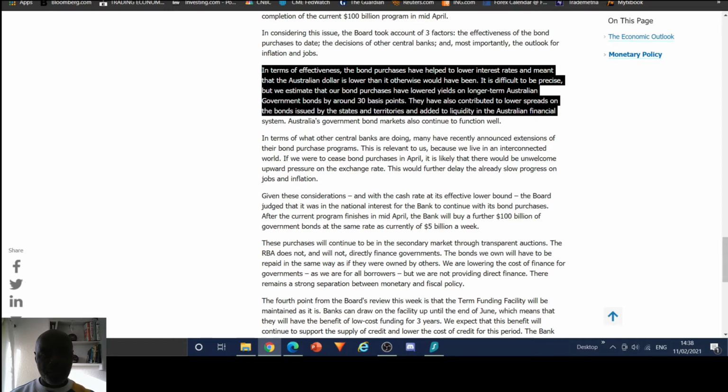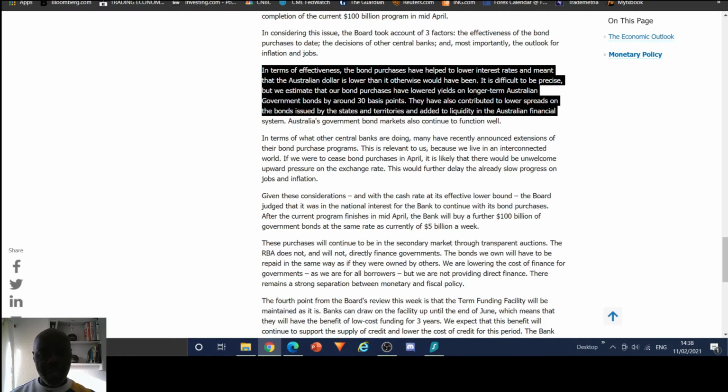In terms of bond purchases, in terms of effectiveness, the bond purchases have helped to lower interest rates and meant that the Australian dollar is lower than otherwise it would have been. It is difficult to be precise, but we estimate that our bond purchases have lowered yields on longer-term Australian government bonds by around 30 basis points. They have also contributed to lower spreads on the bonds issued by the states and territories and added to the liquidity in the Australian financial system. Australia's government bond markets continue to function well.